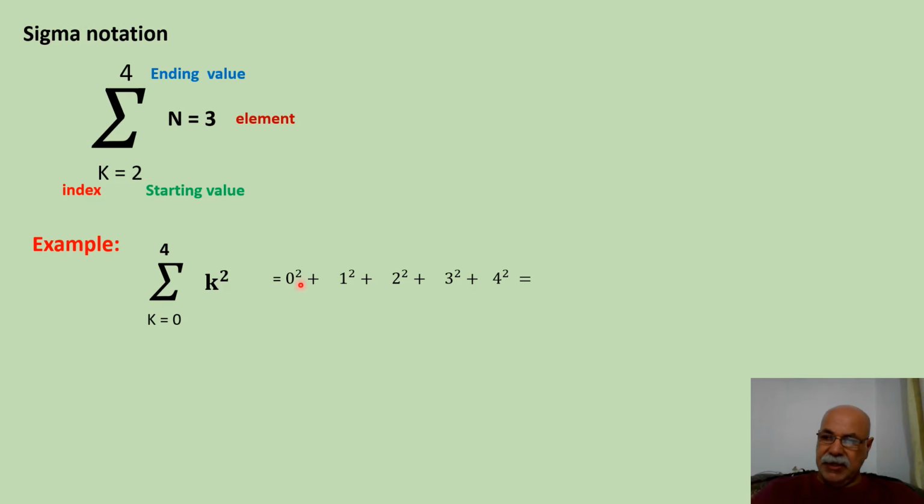Now we see 0 square is 0, 1 square is 1, 2 square is 4, 3 square is 9 and 4 square is 16. The total is 30. So the result of the sum of k square is 30.